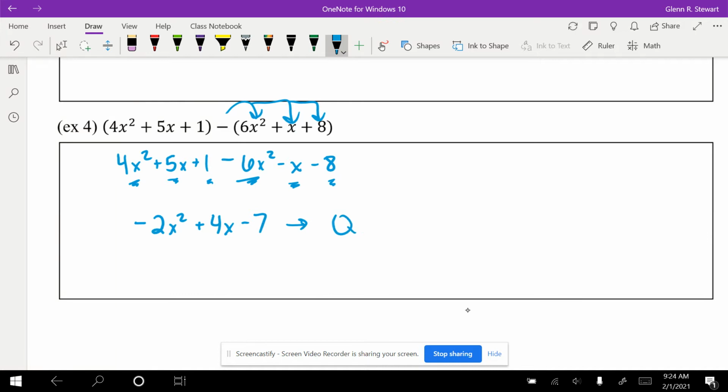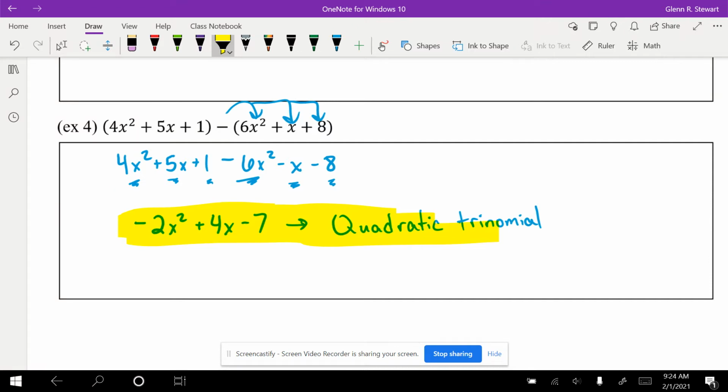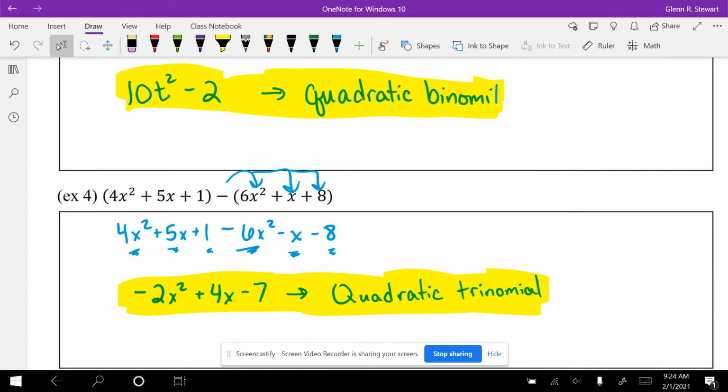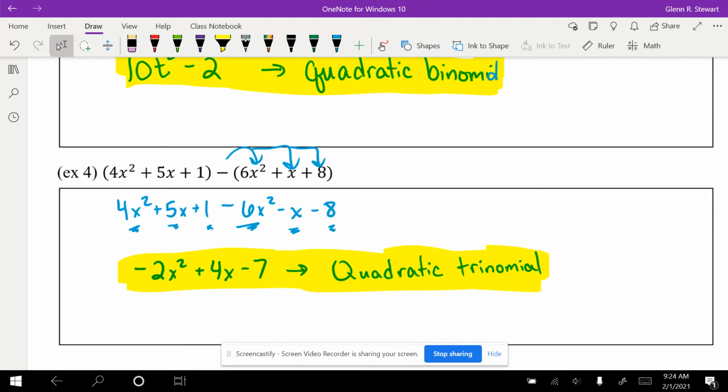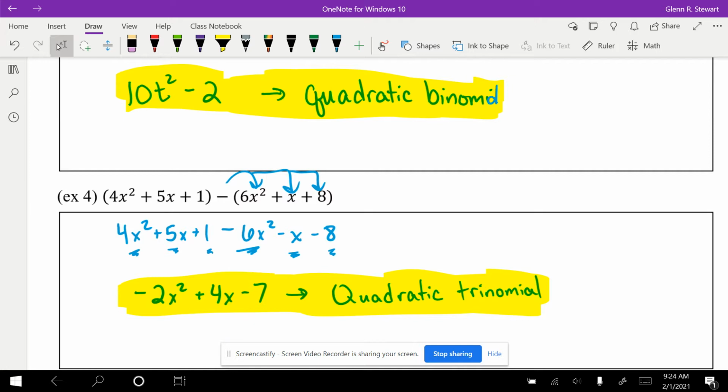Which again is a quadratic because the lead degree is 2. And then we have 1, 2, 3 terms for trinomial. So you may wonder, why is it a quadratic again? It's because the lead degree is 2. If you take a look at both of those, I spelled binomial wrong. You guys are used to my spelling by now. The only difference is the number of terms.